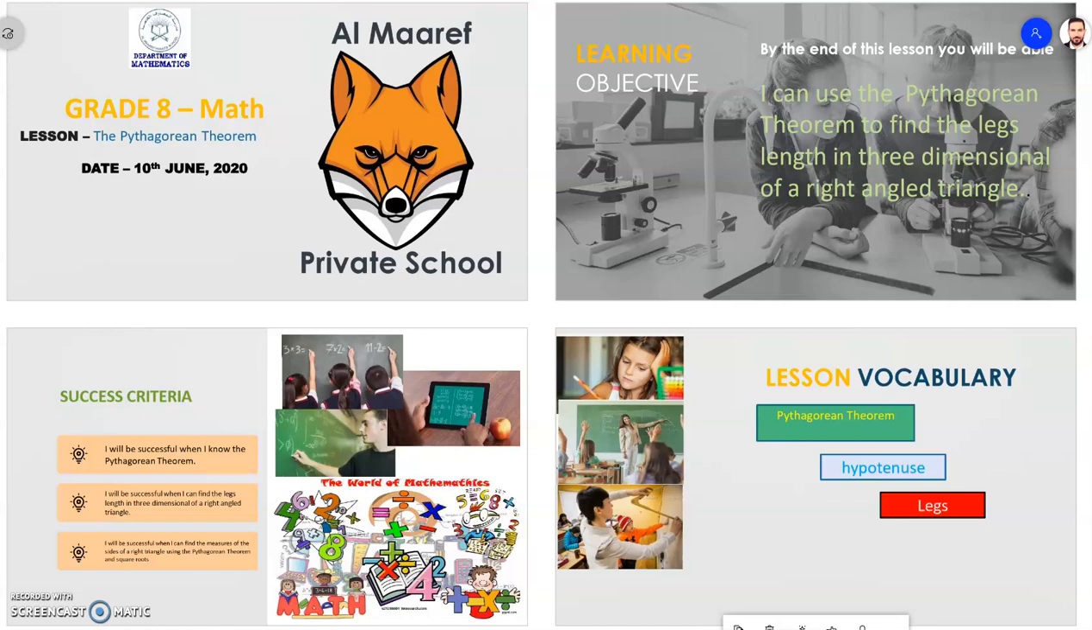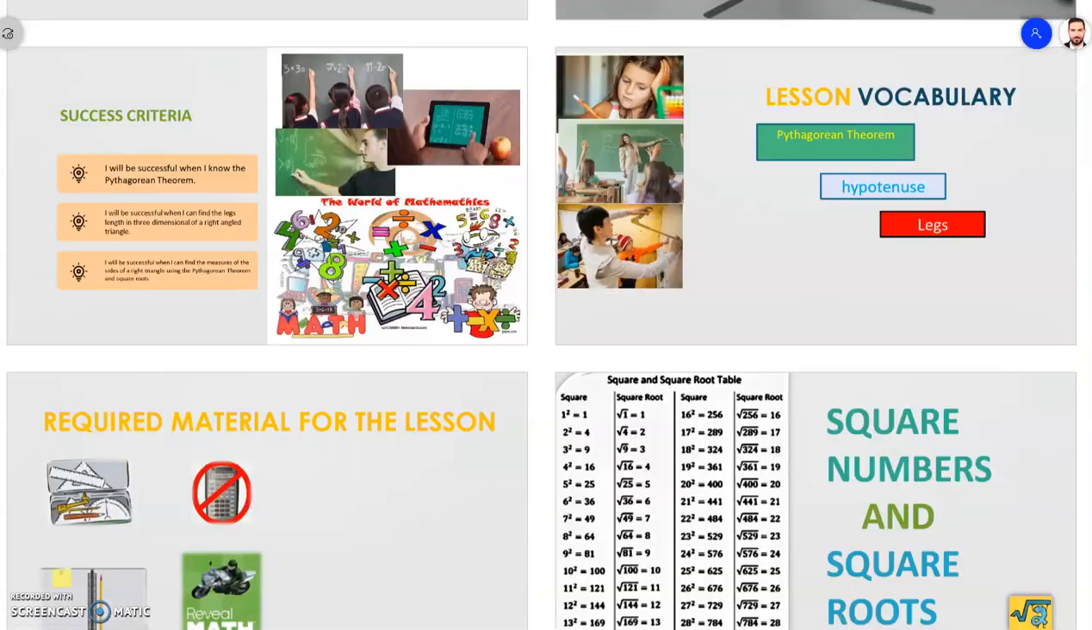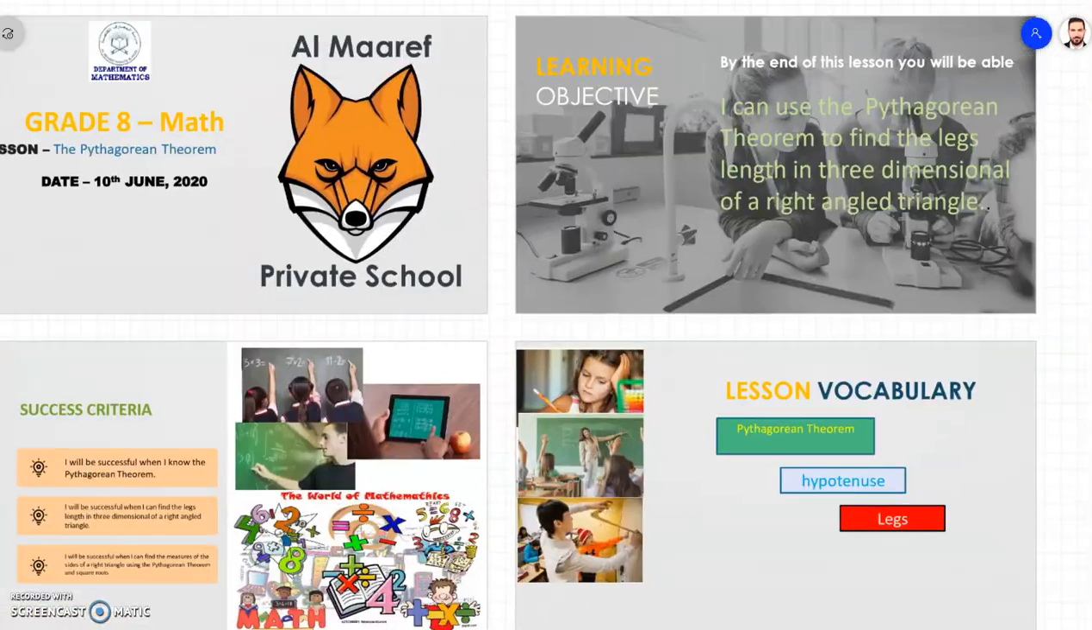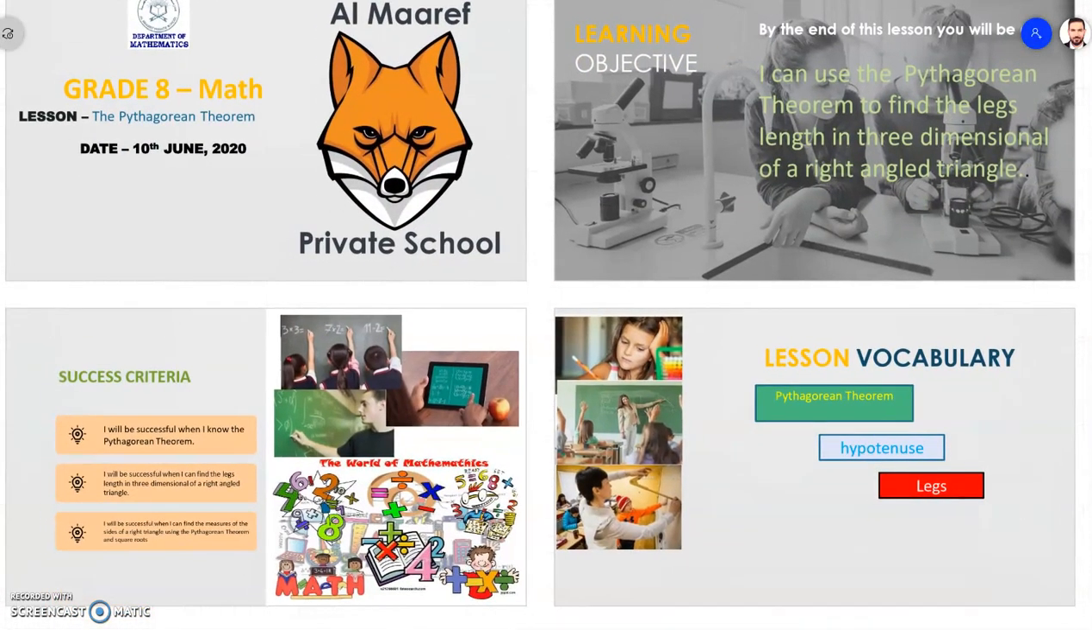Today, our lesson is the Pythagorean theorem. We are going to continue with how to use the Pythagorean theorem. Let's see how to use the Pythagorean theorem to find the leg lengths in three-dimensional figures of a right-angled triangle.